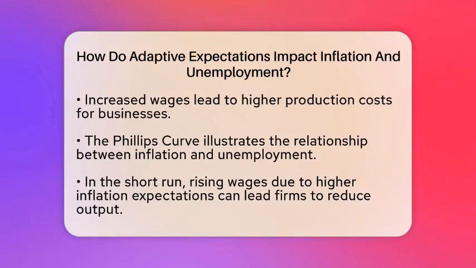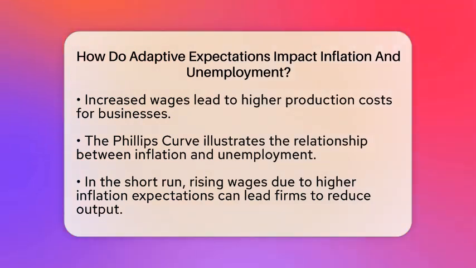Now, how does this affect wages and costs? When inflation rises unexpectedly, workers may not react immediately. However, in the following periods, they will start to demand higher wages to keep up with rising prices. This is because they want to maintain their purchasing power. As wages increase, production costs for businesses also go up. This leads us to the relationship between inflation and unemployment, which is illustrated by the Phillips curve.